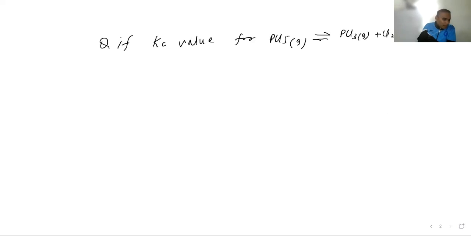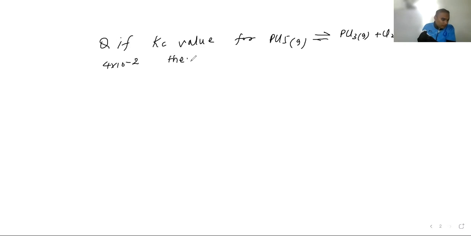Okay, I'm writing question one. If the KC value is given for some equation, PCl5 gas giving rise to PCl3 gas plus Cl2 gas. The KC value they have given is 4 into 10 power minus 2.